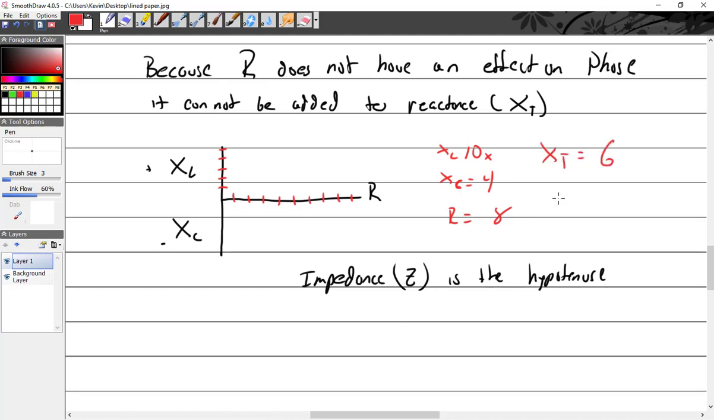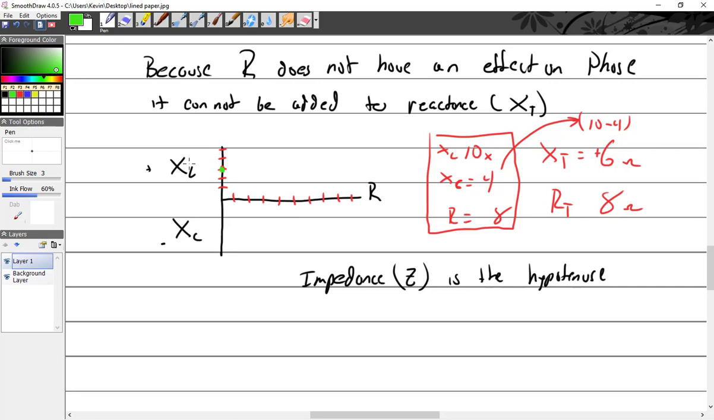X total is 6. What is R total? 8 ohms. Everybody follow where I got those? I just said X of L is 10, X of C is 4, and resistance is 8. X total is 6 ohms. Where did 6 ohms come from? 10 minus 4. So it's a positive 6. 2, 4, 6. It goes right there in my line, because each line I made is worth 2.